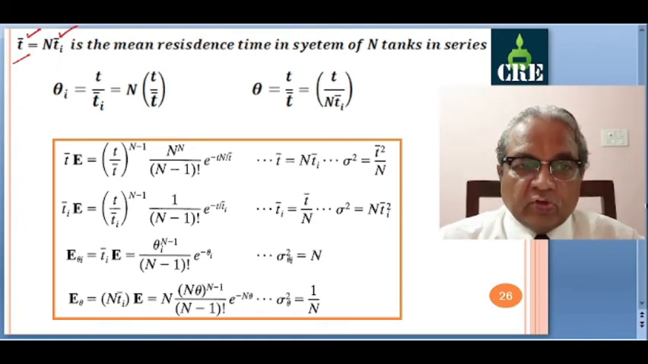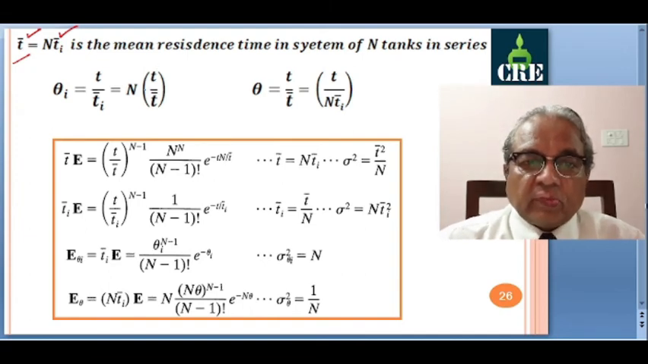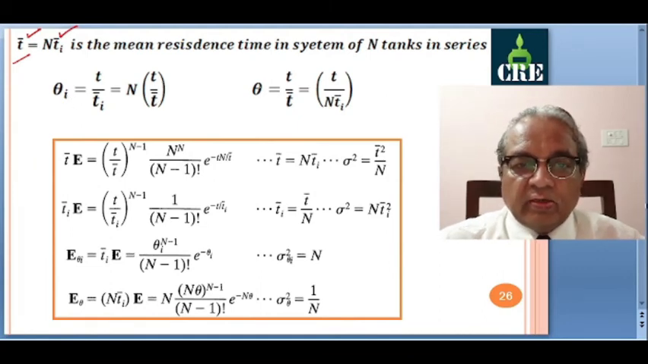This we have defined. So this dimensionless time theta is T by T bar. Okay, Ti bar is nothing but T bar by N. So this Ti bar is written as T by N. So we can write it as N times T by T bar. That means theta i is equal to N times theta. Similarly, theta, if I want to write down, this is T by T bar, and T by T bar is N times Ti.